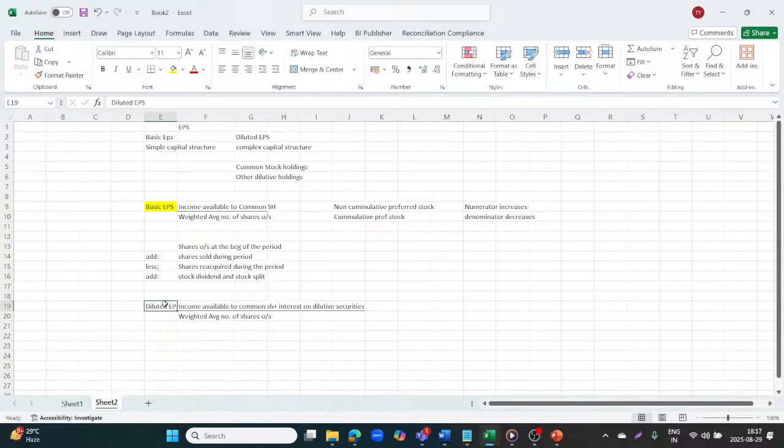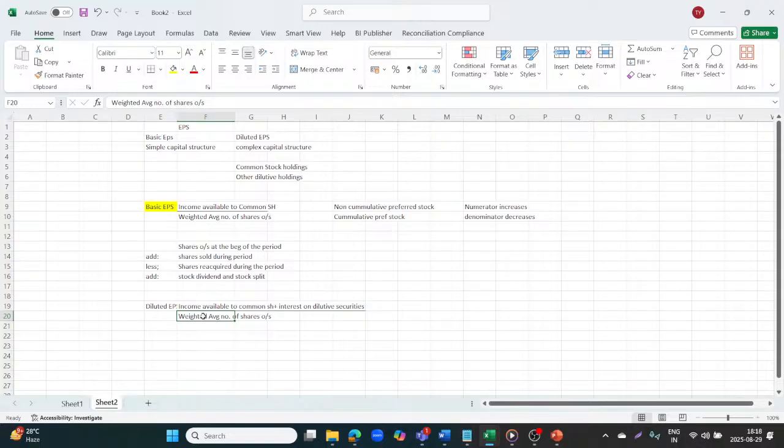Diluted EPS is equal to income available to common shareholders, to which you only add back the interest on diluted securities, divided by the weighted average number of outstanding shares, assuming all the diluted securities are converted to common stock. If a company has convertible preferred stock, it must first convert them into common stock so that it can calculate the diluted earnings per share, and adding more partners will lead to a dilution of the EPS.